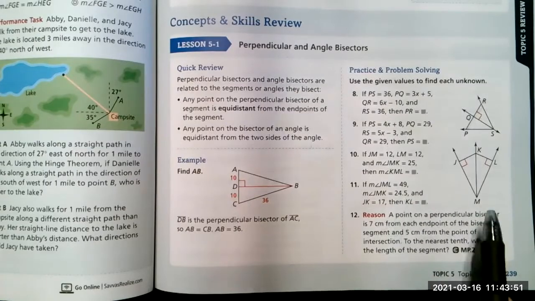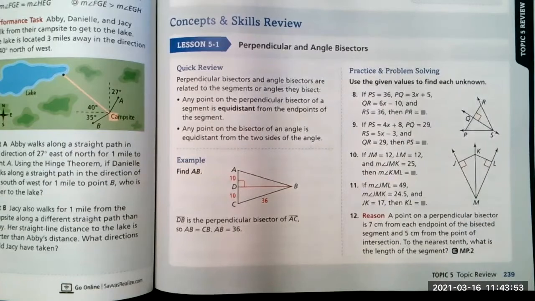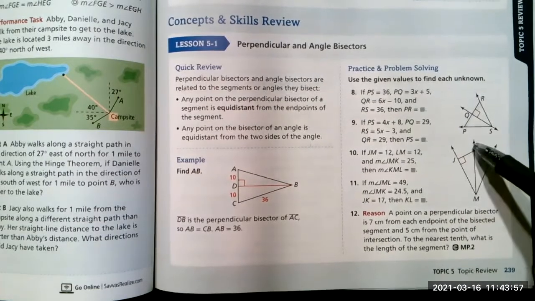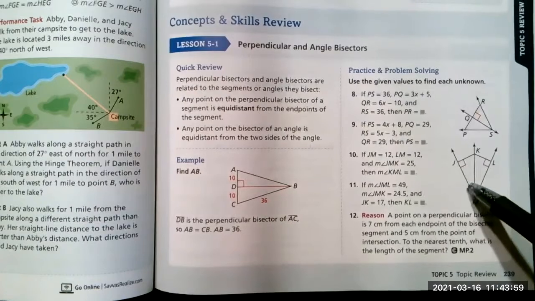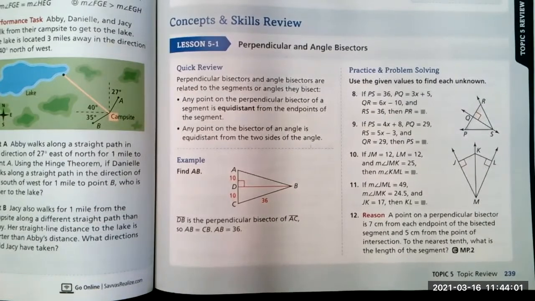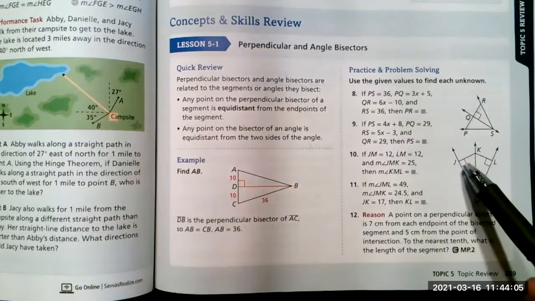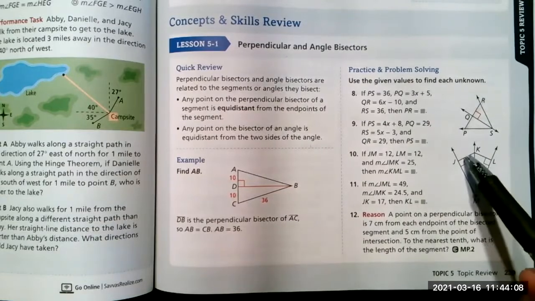What that's telling you is that MK is an angle bisector, right? This is cutting this angle M in half perfectly. The left side is 24.5 and the right side is 24.5. They're saying that JK is 17, so this distance here is 17.